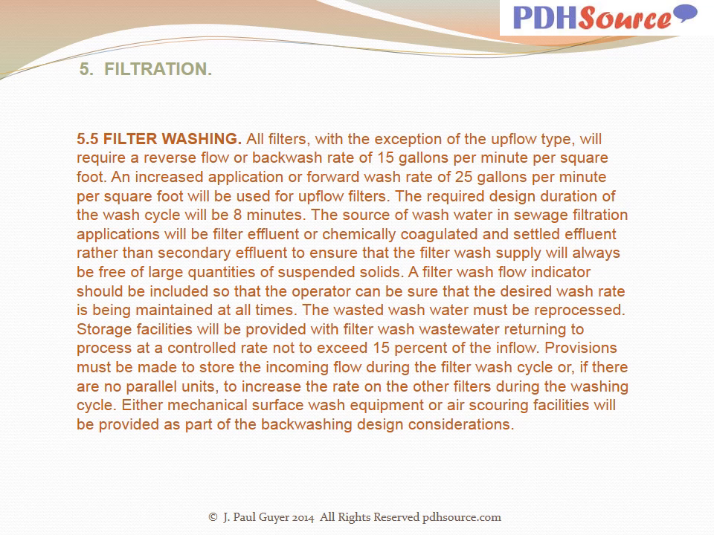The wasted wash water must be reprocessed. Storage facilities will be required with filter wash wastewater returning to process at a controlled rate not to exceed 15% of the inflow. Provisions must be made to store the incoming flow during the filter wash cycle, or if there are no parallel units, to increase the rate on the other filters during the washing cycle. Either mechanical surface wash equipment or air scouring facilities will be provided as part of the backwashing design considerations.